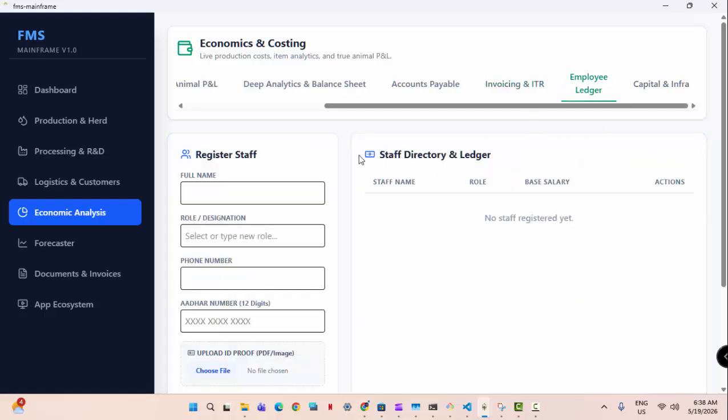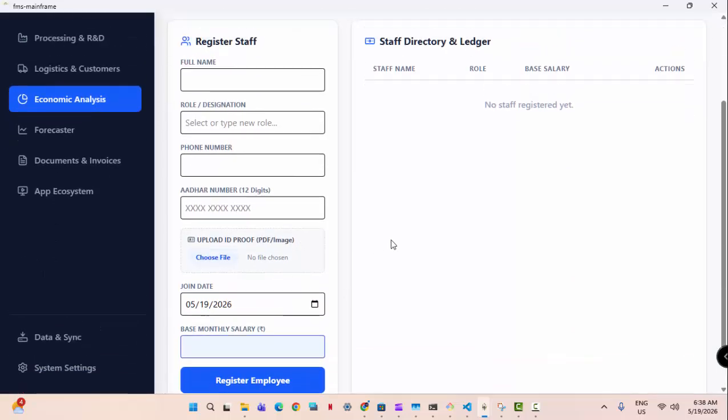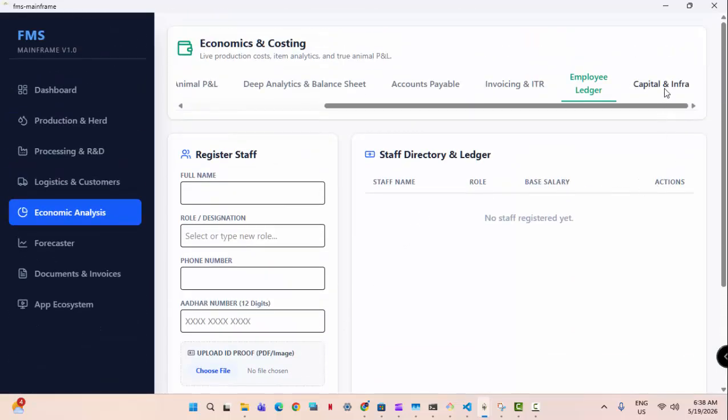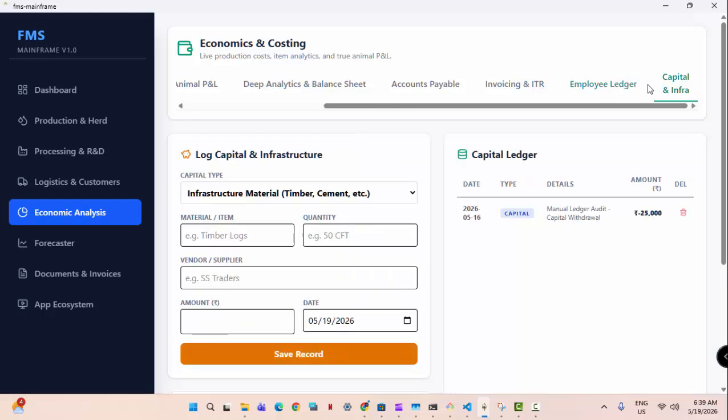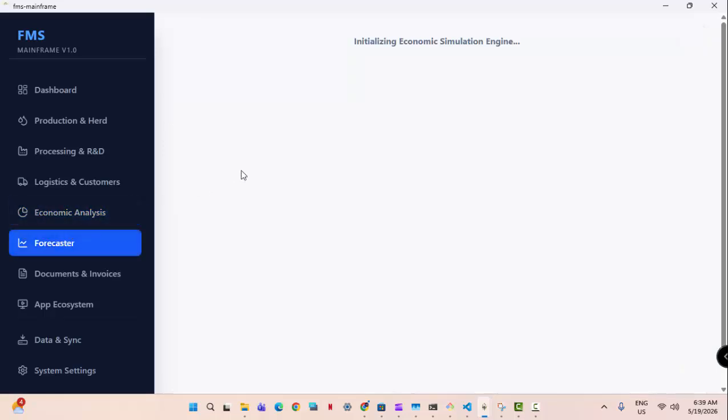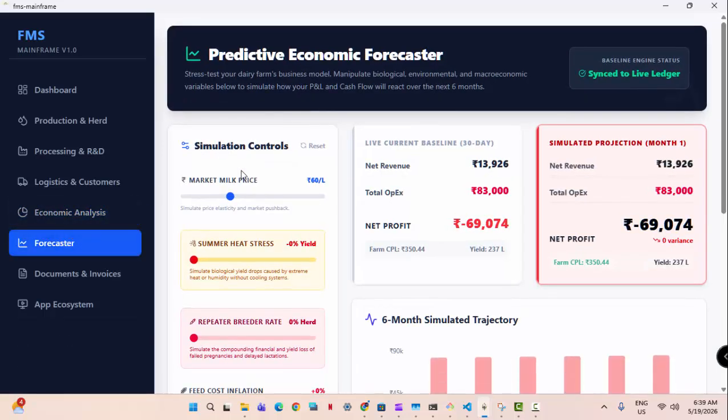Then employee ledger holds the information of our staff and provides them the required login information they require to have a rule-based login system so that they could log into their respective apps or screens, I must say.